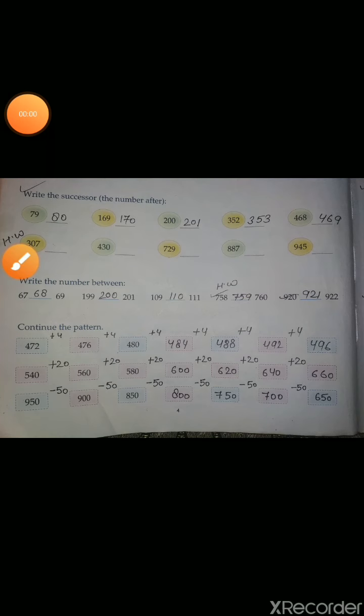Next is 200. What comes after 200? Right, here 201. Now 352 is given. Right, here 353. Next is 468. What comes after 468? Right, here 469. Students, the rest of the part you have to complete in homework. Now next question.